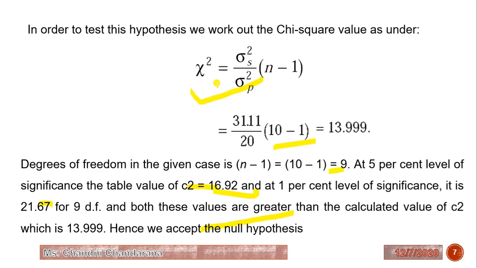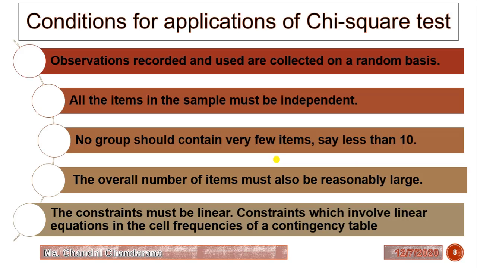We just have to put the equation and we will get the value of chi-square, and from the table value we can say whether it is accepted or rejected. Now the next topic is conditions for application of the chi-square test. When can we apply the chi-square test, and what are the conditions?